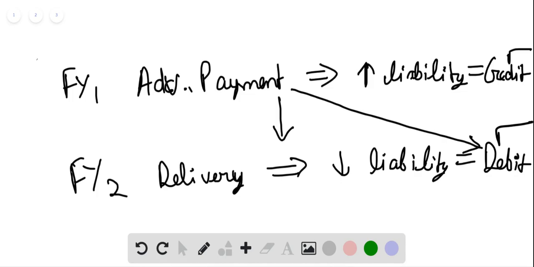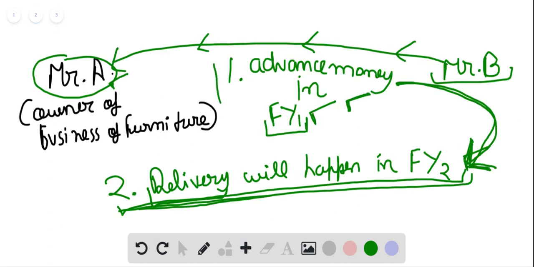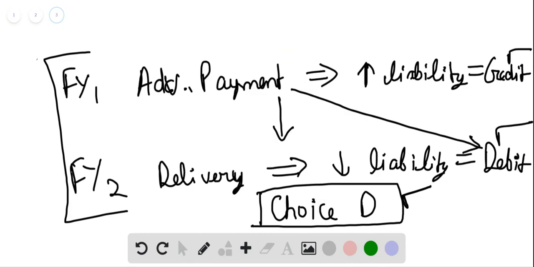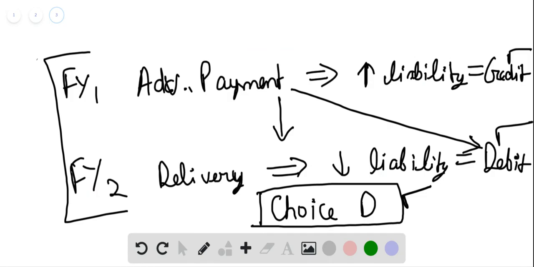So the whole process matches with choice D for the current question, that is, the income that has been collected in advance in financial year 1 will be recognized in financial year 2, based upon the delivery of goods and services to Mr. B. That's all for our solution. We have derived that choice D is correct. Okay, thank you.